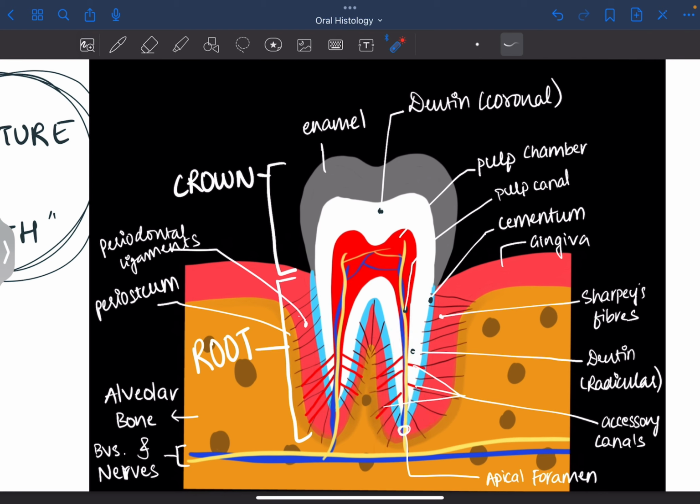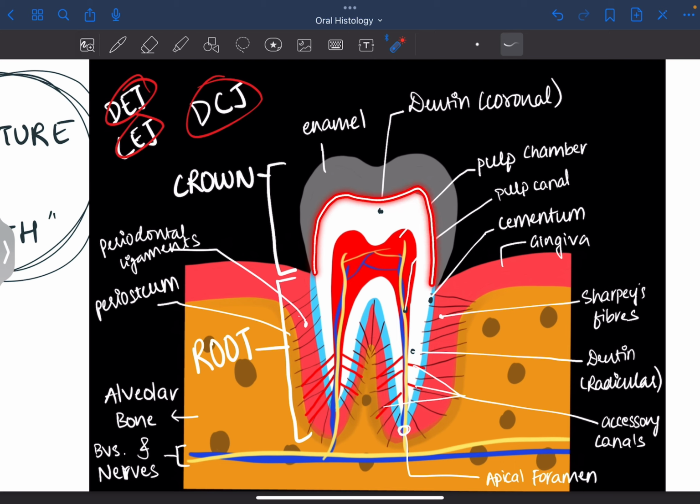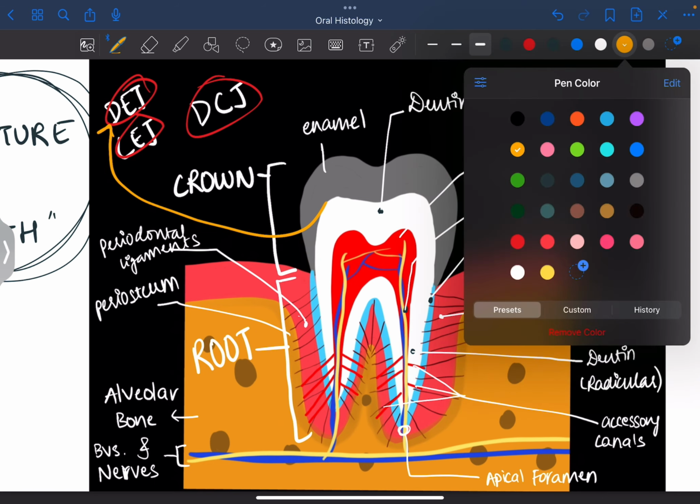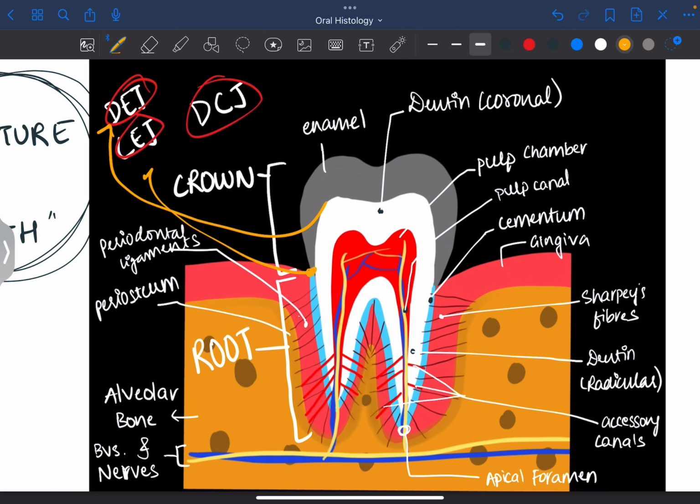Now there are some junctions also that we must know, that is the dentino-enamel junction, the cemento-enamel junction, and the dentino-cemental junction. So what are these? See, where the enamel meets the dentine, this is the dentino-enamel junction. Where the cementum meets the enamel is called the cemento-enamel junction, and where the dentine meets the cementum is called the dentino-cemental junction.